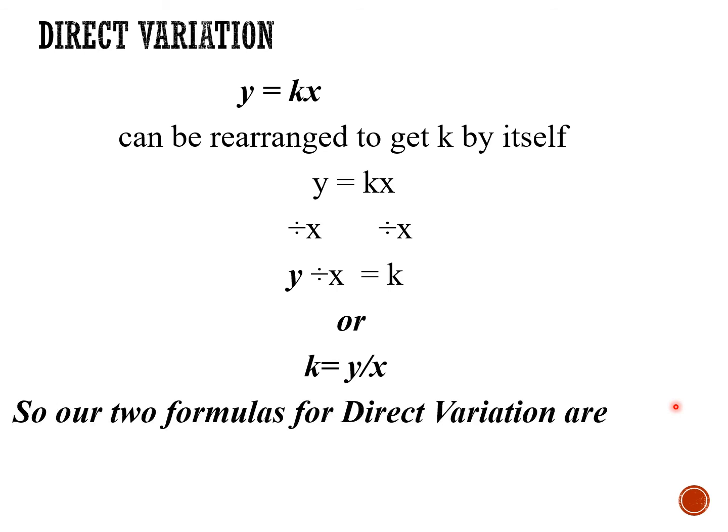So our two formulas for direct variations are y is equal to kx and k is equal to y over x. Don't forget, again, the two formulas for direct variations are y is equal to kx and k is equal to y over x, or k is equal to y divided by x.